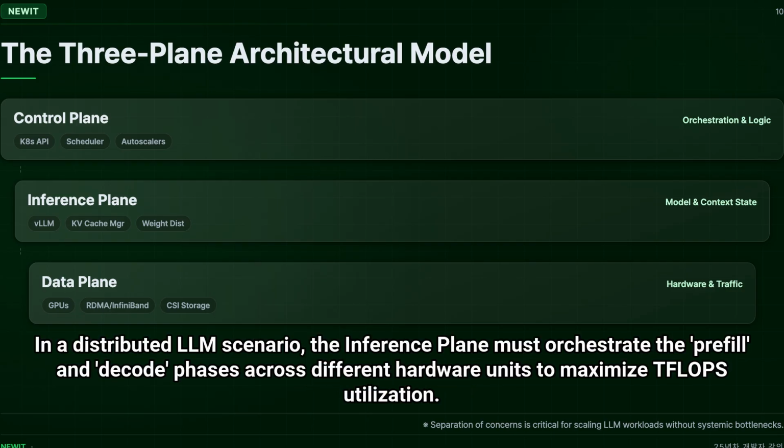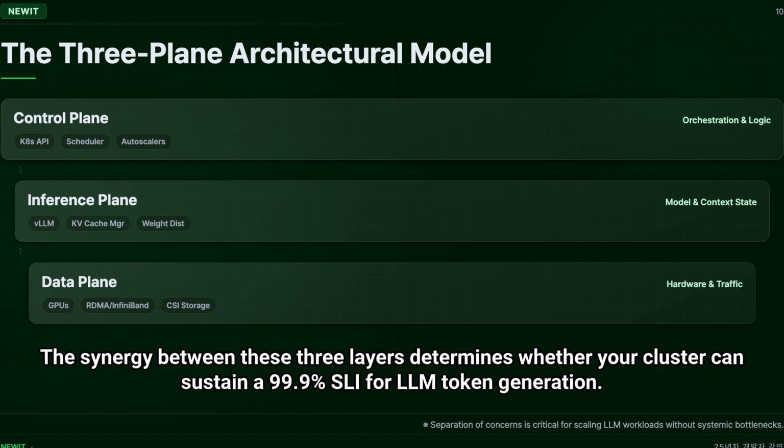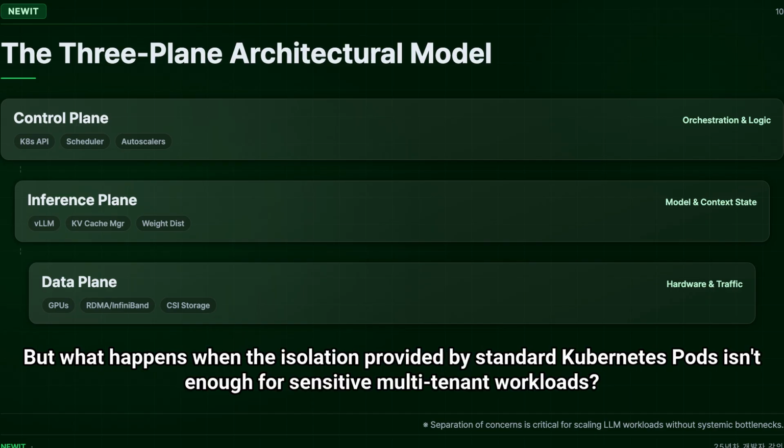In a distributed LLM scenario, the inference plane must orchestrate the prefill and decode phases across different hardware units to maximize TFLOPS utilization. For a professional engineer, missing the distinction between these planes leads to noisy neighbor problems where model loading saturates the storage network, killing real-time inference latency. The synergy between these three layers determines whether your cluster can sustain a 99% SLI for LLM token generation.